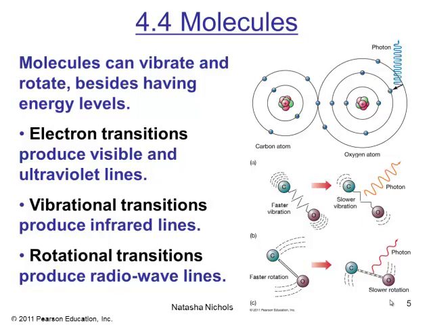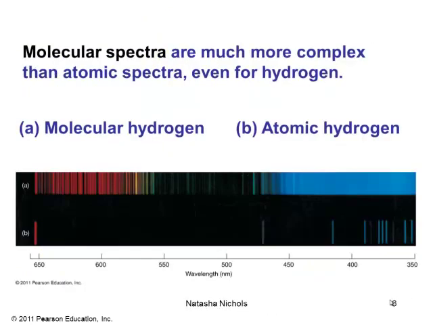We could have what's called a vibrational transition, and that produces infrared lines. If you take a look at frame B, we have illustrated here a change in vibrational state, which happens at the intermediate wavelength, so it gets released an infrared photon. And we could also have rotational transitions, which produce radio wave lines, and that is illustrated in frame C, where it shows a change in rotational state of longest wavelength, which results in the radio range.